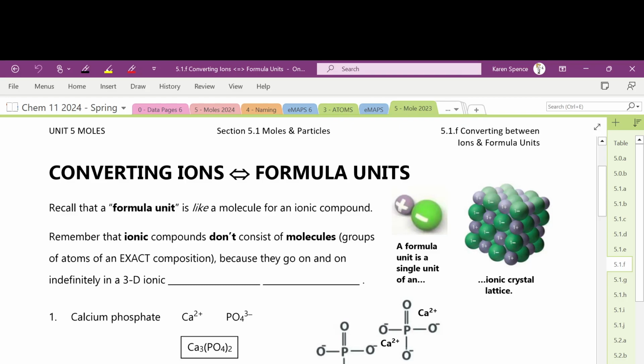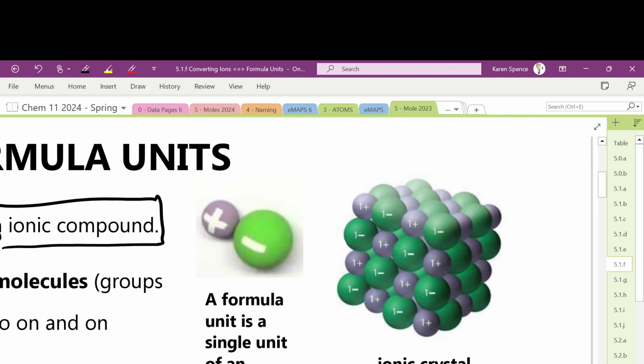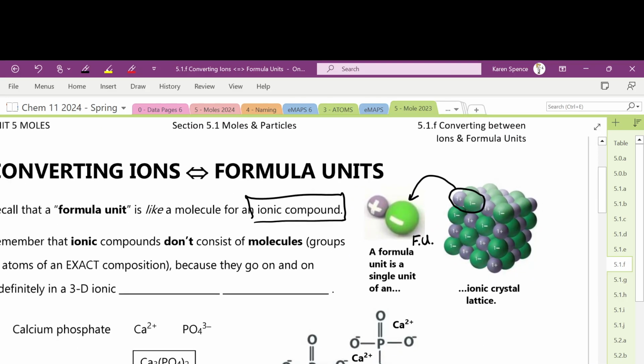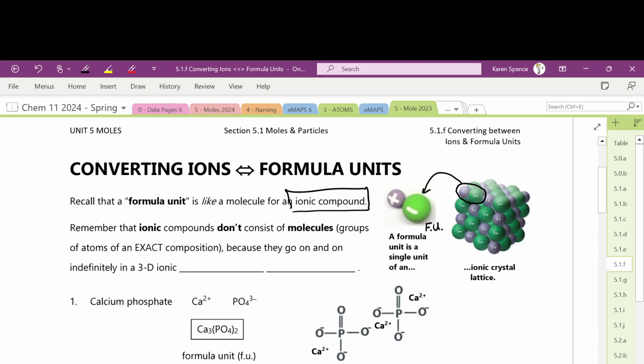So let's remember a formula unit is kind of like a molecule, but it's for an ionic compound. If this is our ionic compound, it's in the form of a crystal lattice, and a single unit of that crystal lattice is a formula unit, which has a really rude abbreviation. I am sorry about that, but you know, what can we do? Ionic compounds do not consist of molecules because they go on and on indefinitely in a 3D ionic crystal lattice.